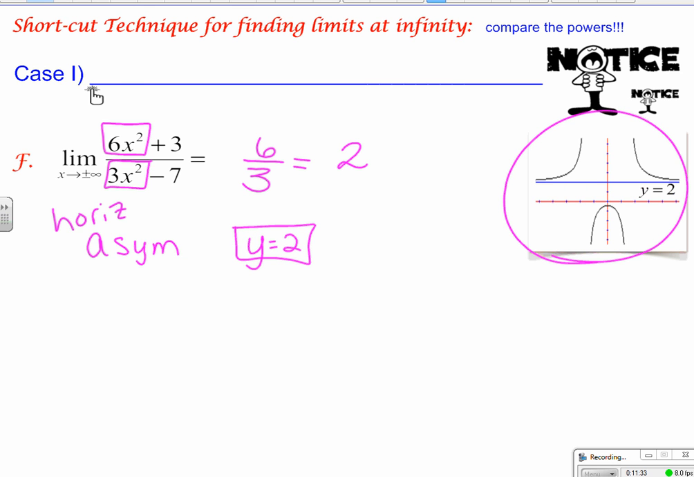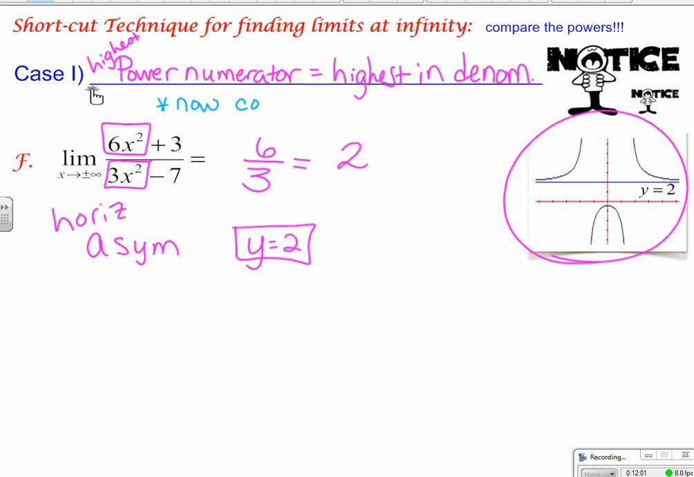So this case was when the highest power in the numerator is equal to the highest power in the denominator. And then we can simply compare the coefficients. So now compare, or really you divide, let's say that. Now divide the coefficients, and that will give you your limit of each of those terms.